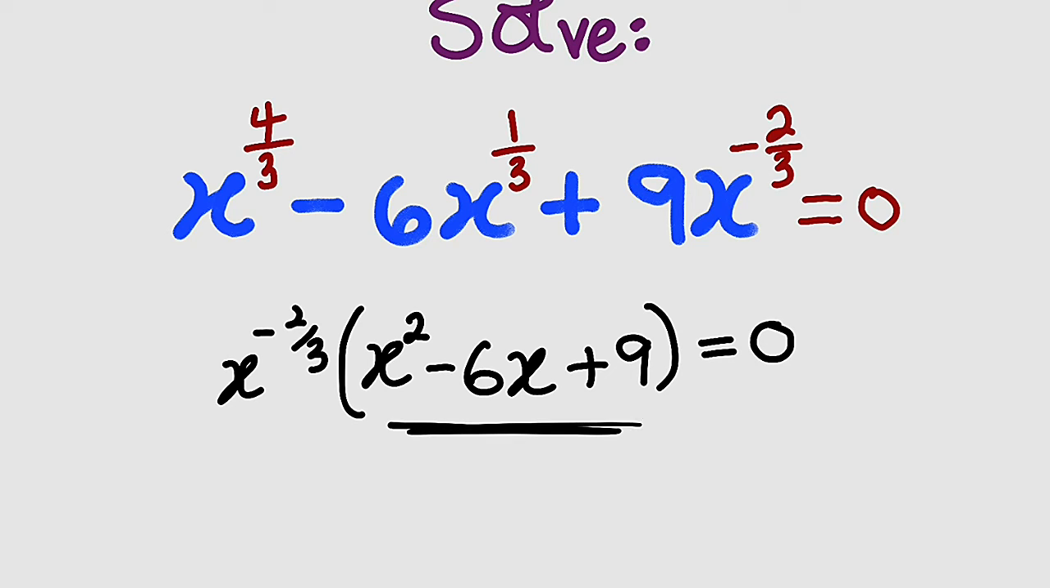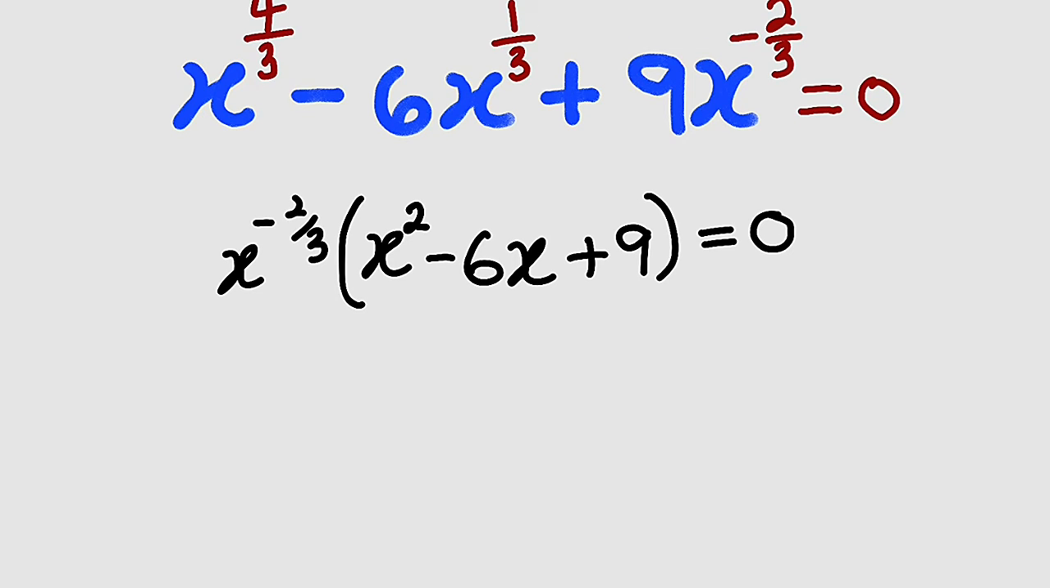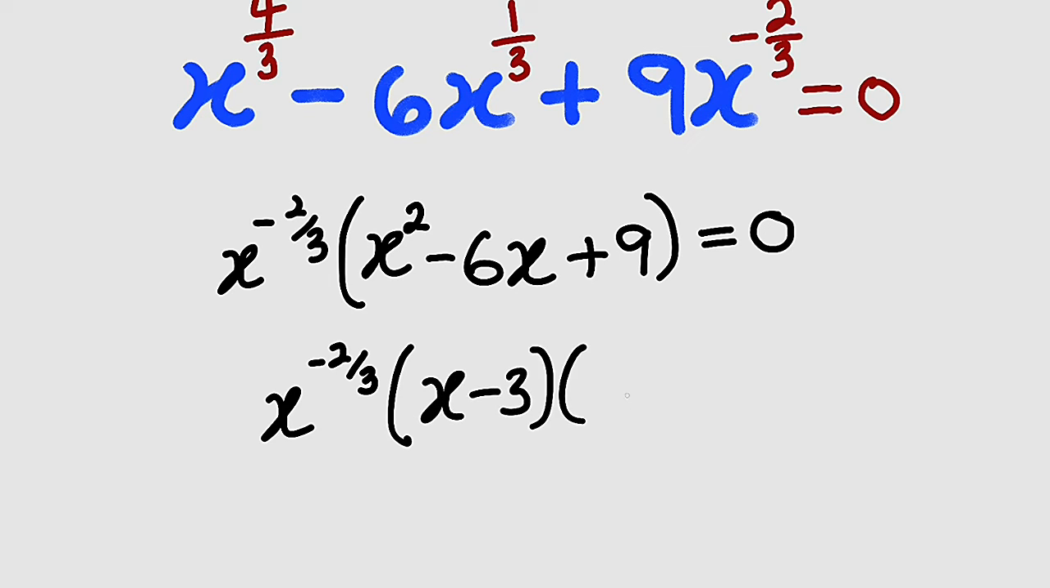This is another quadratic expression that can be factorized, because you can think of two numbers that you can multiply together to get 9. But when you add them, you get negative 6, and the numbers are negative 3 and negative 3. So we have x raised to the power of negative 2 divided by 3 outside. Inside we have x minus 3 multiplied by x minus 3, though I know it is the same thing as x minus 3 to the power of 2. This is equal to 0.